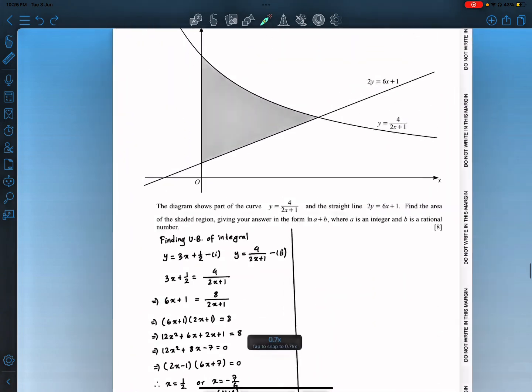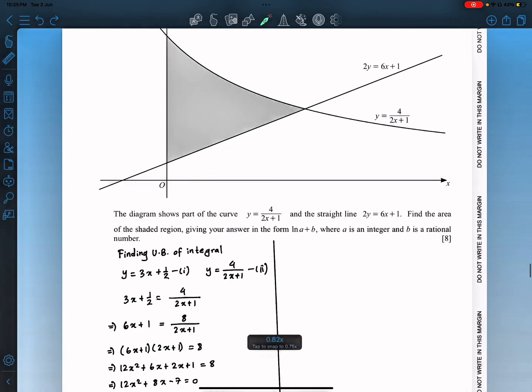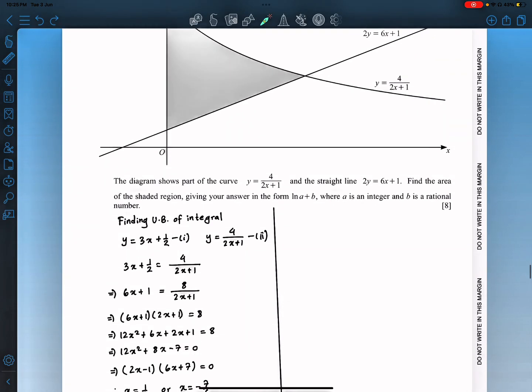Question number 9. The diagram shows part of the curve y equals 4 over (2x plus 1) and the straight line 2y equals 6x plus 1. Find the area of the shaded region, giving your answer in the form ln a plus b, where a is an integer and b is a rational number.